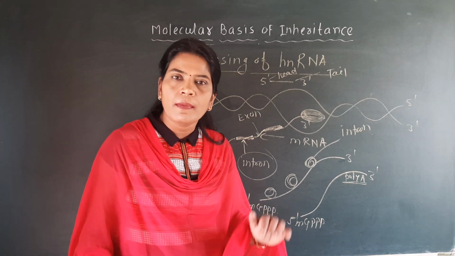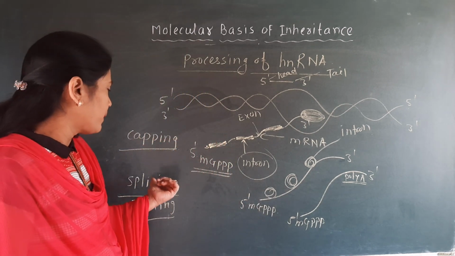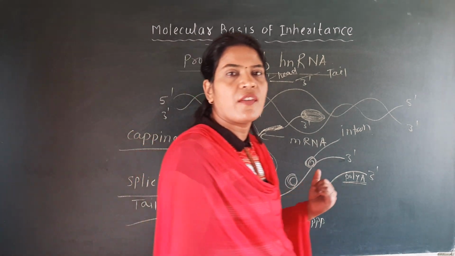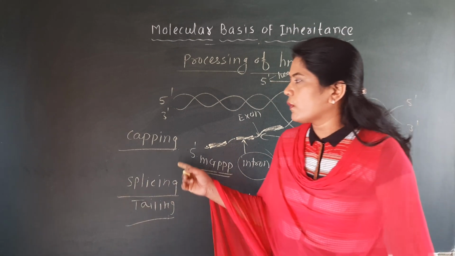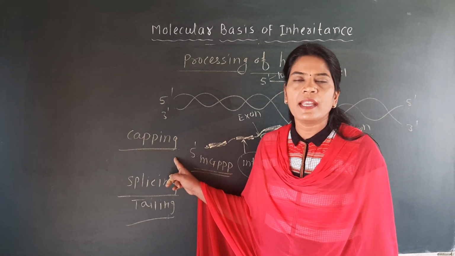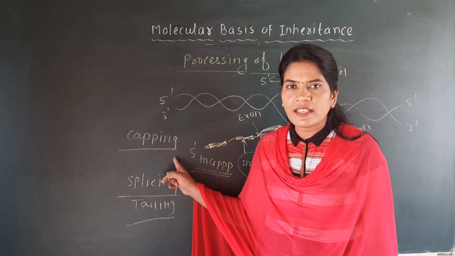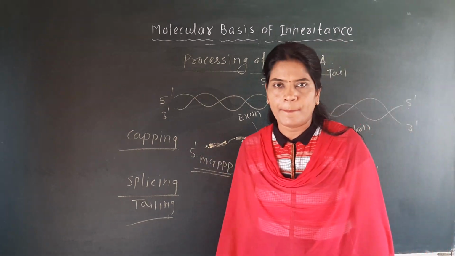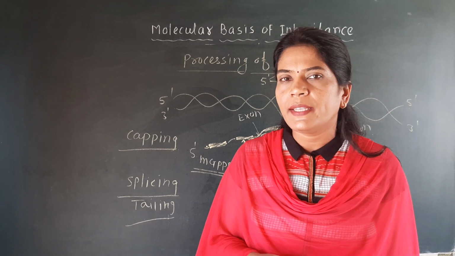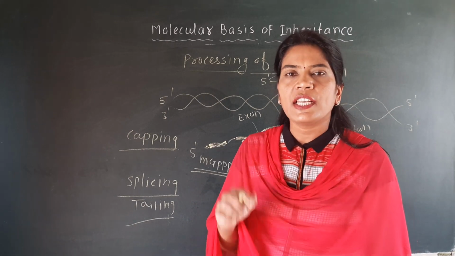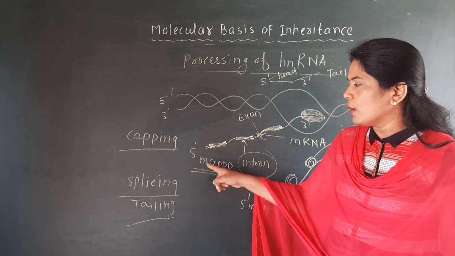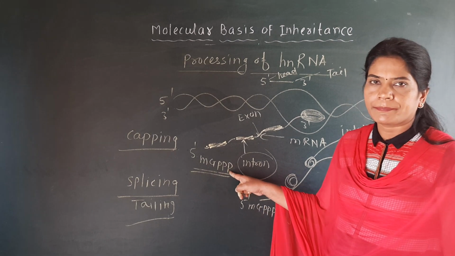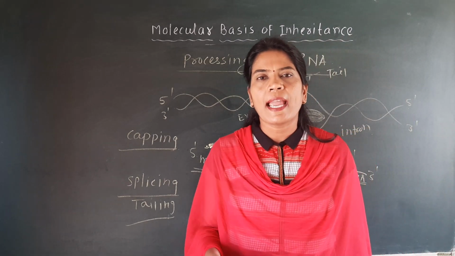But what is meant by capping, what is meant by splicing, what is meant by tailing, these definitions are also important. If the question is asked what is meant by capping, the definition is that at the 5' end of the mRNA, there will be addition of methyl guanosine triphosphate. It is called the capping.